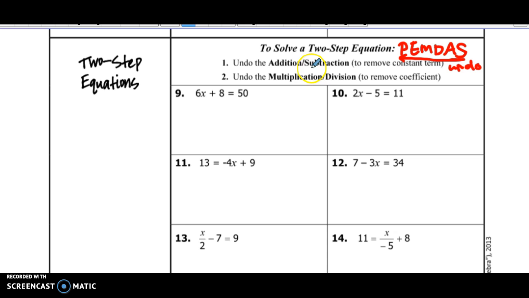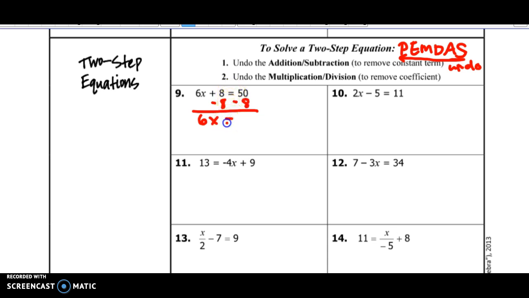So for starters, I'm going to undo addition, subtraction. In this case, I'm adding 8 to my x term, so that's what I undo first. The opposite of adding 8 is subtracting 8, and whatever I do to one side of the equation, I have to do to the other, keeping in mind that I can only combine like terms. So plus 8 minus 8 cancels, that's 0. So all I'm left with on the left side of my equation is this 6x.